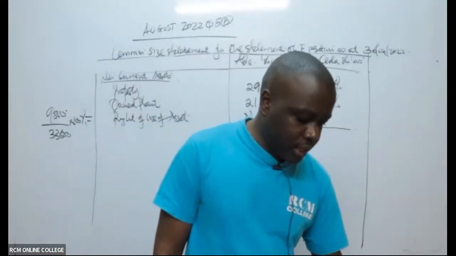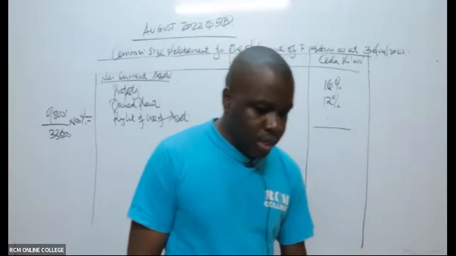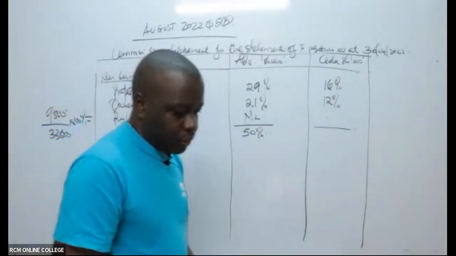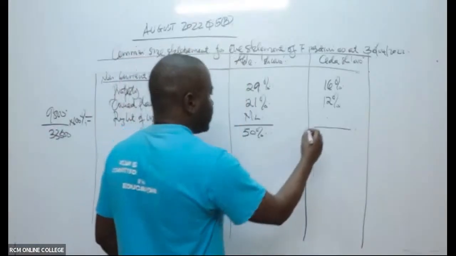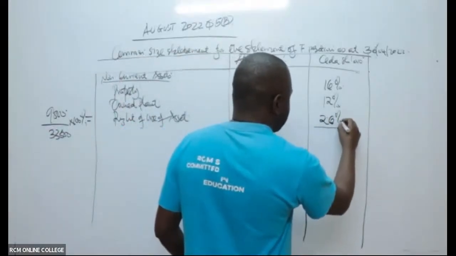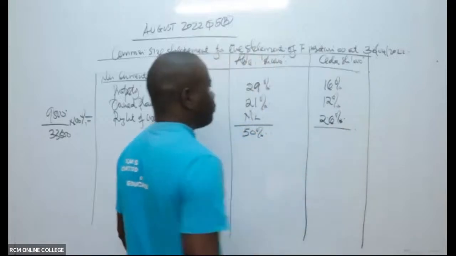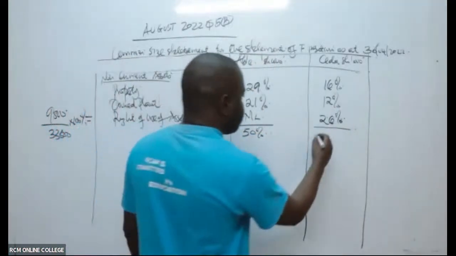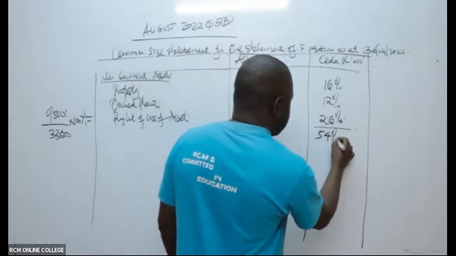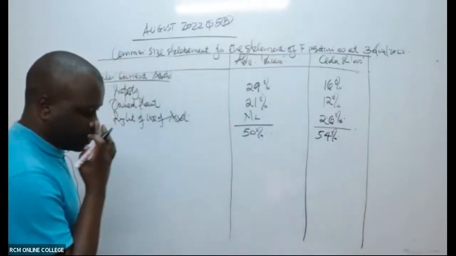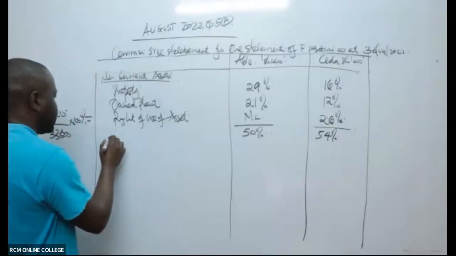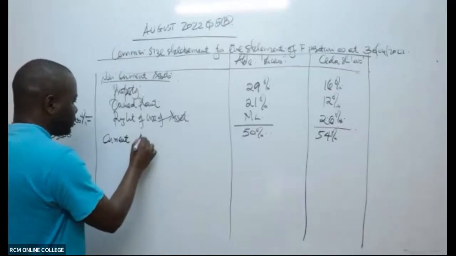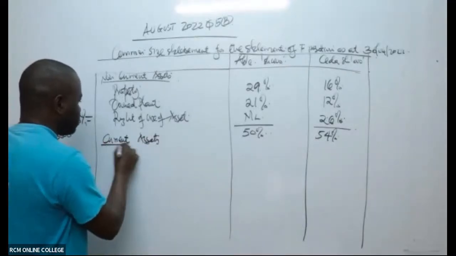Hope we are together. So this one is 26%. If you do the total there, that comes to around 54%. So we go to the current assets.